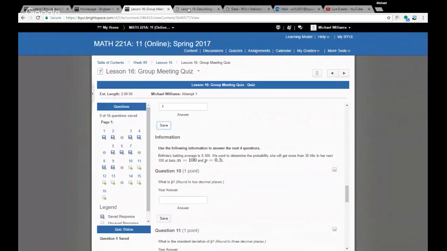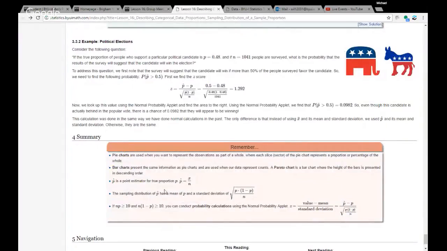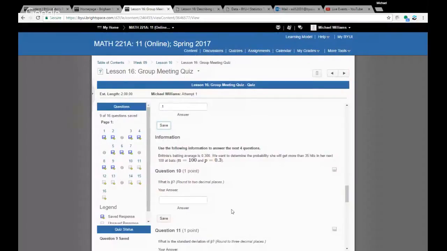The X is going to be the 35 hits in 100 at bats. So the P hat is going to equal the X divided by the N. That's 35 divided by 100, so 0.35 is the answer. Oh yeah, that makes sense. I was about to put that in my calculator until you said that.